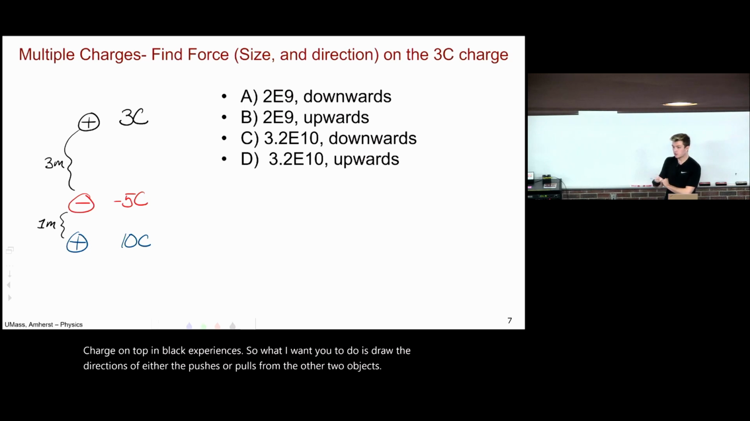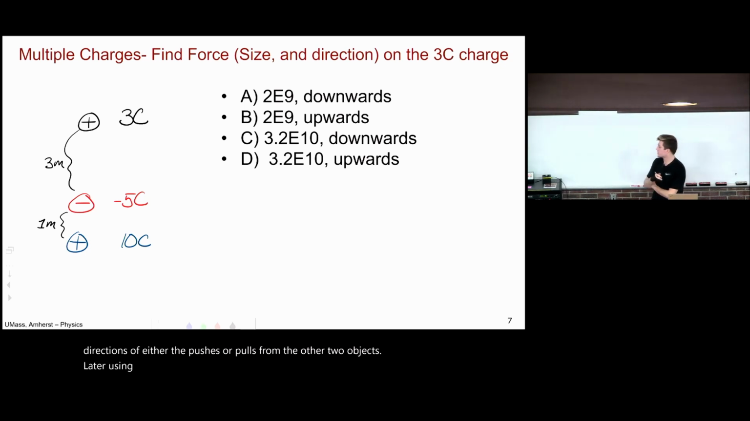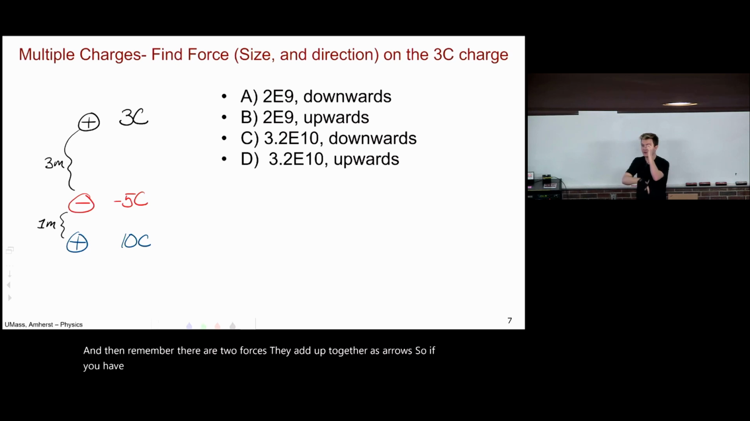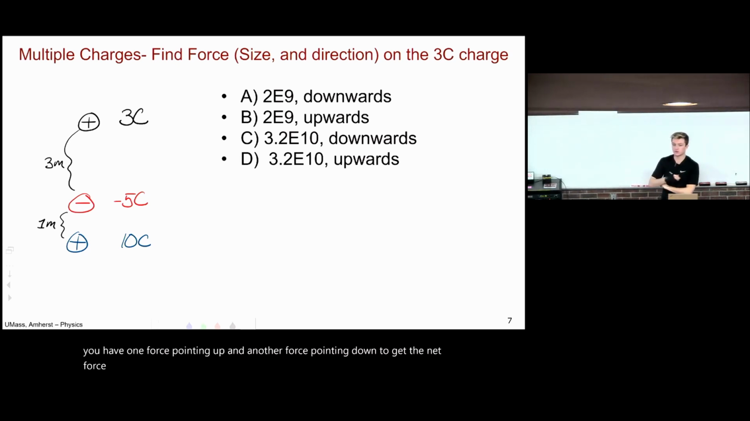Later, using Coulomb's law, we're going to find the size of those 2 arrows. And then remember, they're 2 forces. They add up together as arrows. So if you have one force pointing up and another force pointing down, to get the net force, you should be subtracting the 2 from each other, because the push upwards is fighting against the pull downwards.